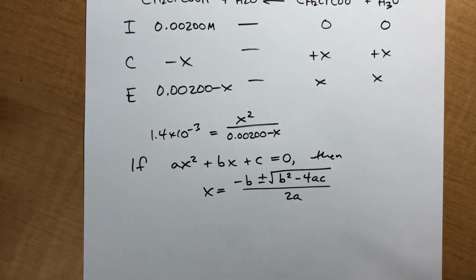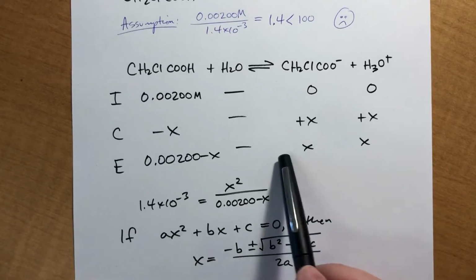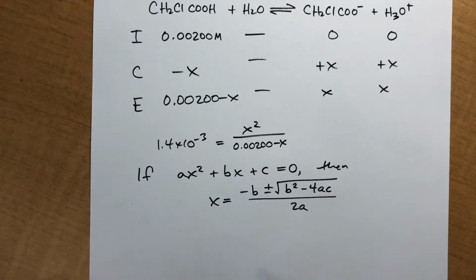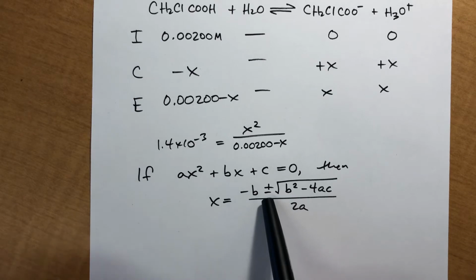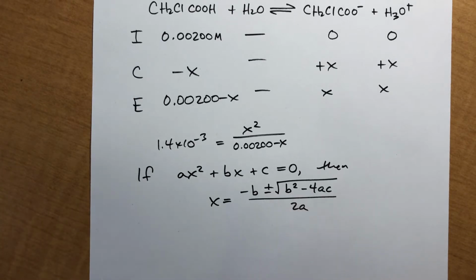We only need the positive answer because we're solving for concentrations. You can't have negative concentrations. So honestly, even though it's written as plus or minus, use the plus one every time. Okay? Now for the hard part.